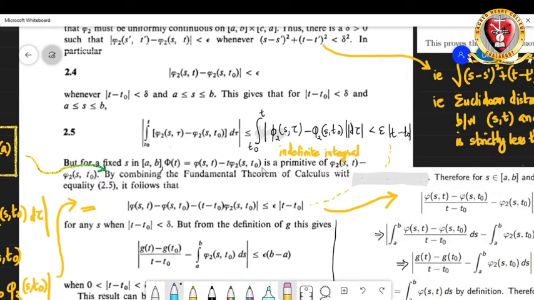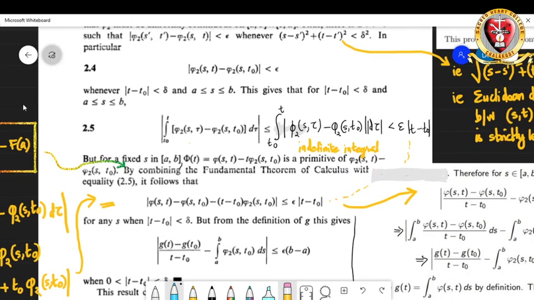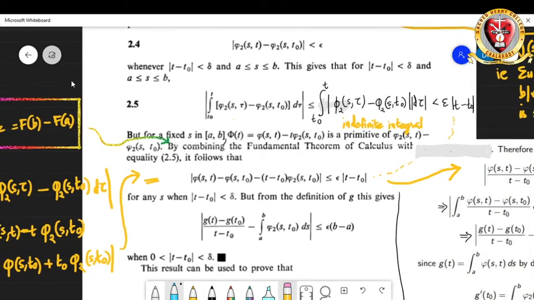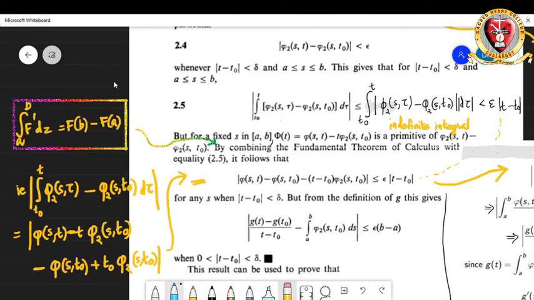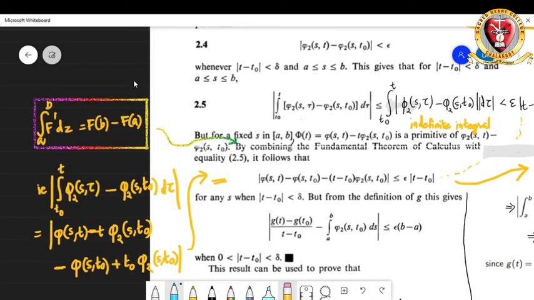Now we are going to use this fact in the coming section. So what does the fundamental theorem of calculus say? If capital F is the antiderivative of F dash, then integral from a to b of F dash dz is equal to capital F of b minus capital F of a, right? So we know that this capital Phi of t is the indefinite integral of this. So we are going to use that.